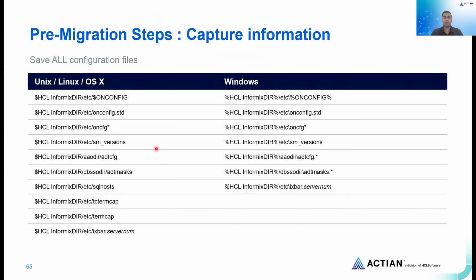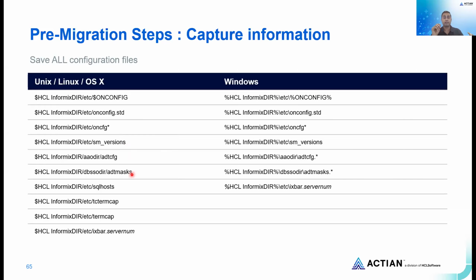Again, for Unix or Linux environments, capture the primary configuration files, including onconfig, and all the other onconfig files like onconfig.std and onconfig variants. Also, back up sm_versions, adt config file, and adt masks, as these impact storage manager and auditing configurations. Networking and connectivity definitions such as sqlhosts and ixbar.servernum must be preserved as they define listener configuration and backup metadata.